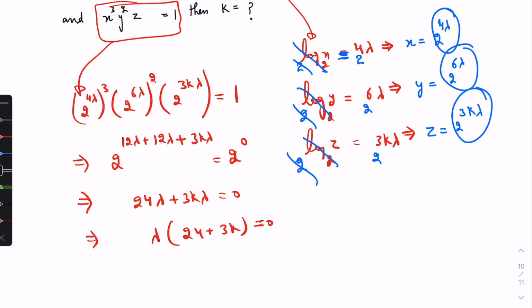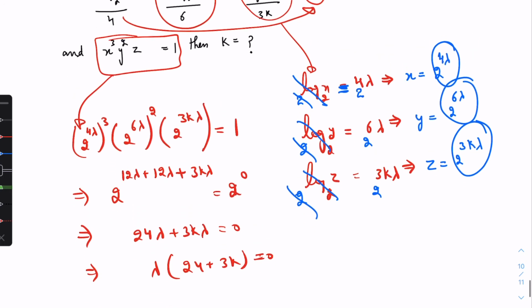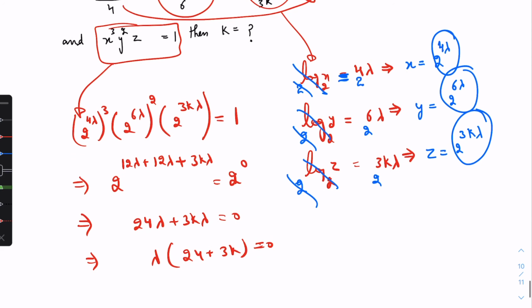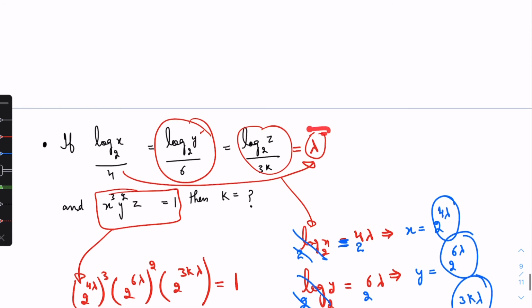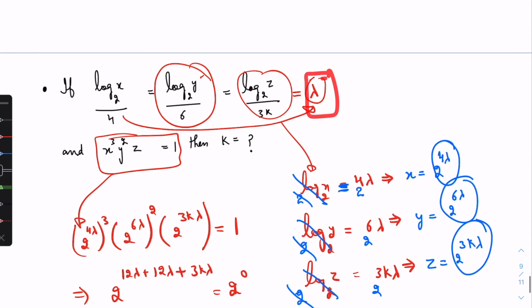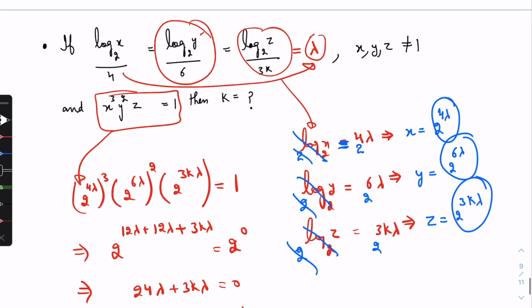This just means either this is 0 or this is 0. So let's go back to this thing. This ratio can be 0, because if this is 0, then x will be 1. So let me put a clause in this question to make it complete. Let's say that we are given that x, y, z are not 1. None of them is 1.